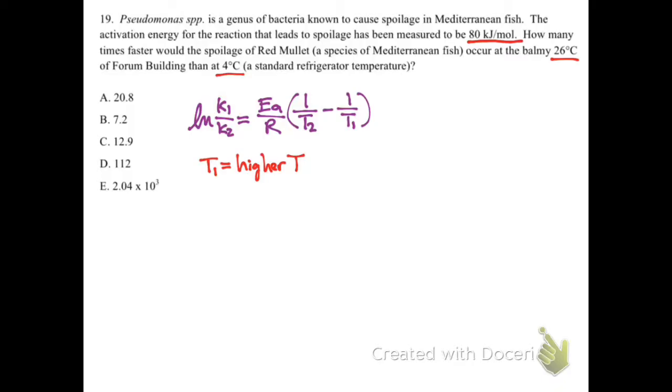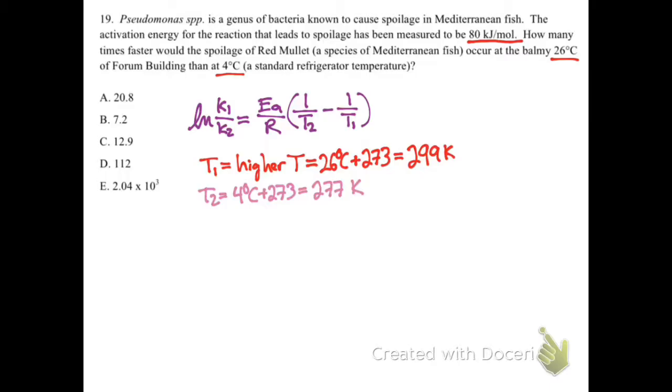So T1 is 26 degrees Celsius, which we want to convert to Kelvin, so add 273 to it. So this is equal to 299 Kelvin. Cool. So T2 will be our lower temperature, which is equal to 4 degrees Celsius, which if we add 273 to that is 277 K. Okay, now we're going to plug in. We're just going to make sure that we're consistent with our units.